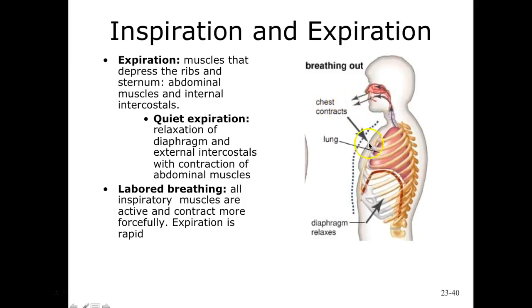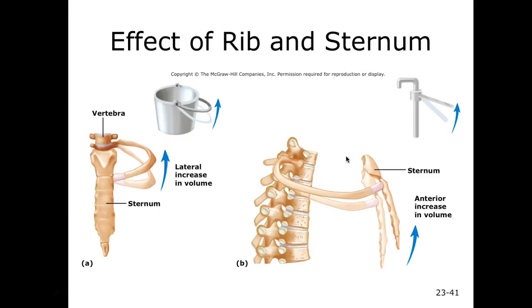The internal intercostals will also push down on our rib cage and push the air out of our lungs as well. If we have labored breathing, that means we're using all of our inspiratory muscles, and we want to contract them more forcefully in order to really depress down on the lungs to get that air out. This is just an illustration to give you an idea of what the components of our thoracic cage are doing.